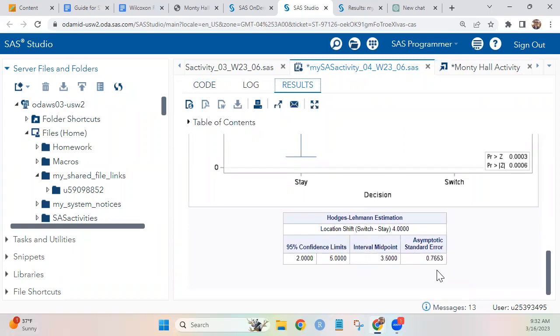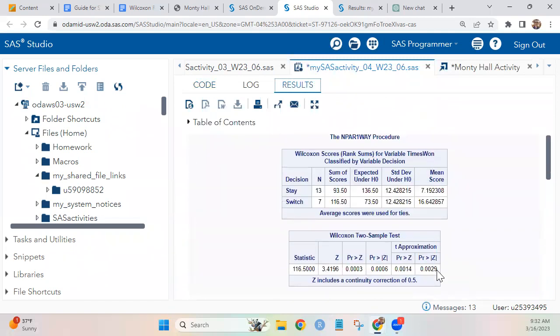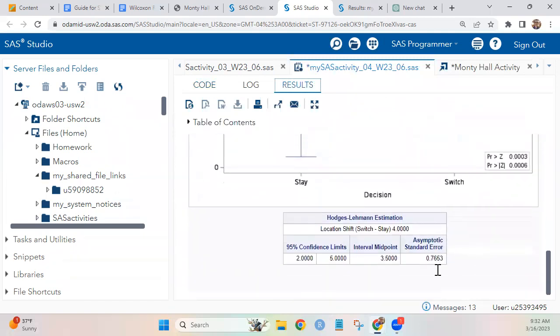Huh. That makes it positive for us. Switch minus stay. Is that the order of the groups? Yeah, they flipped the order of the groups. Interesting. Okay, so apparently the SAS developers with this test decided to make it easier for us and make it positive and tell us the order of the subtraction. So that's kind of nice, I guess. But we have to be careful of it because then it's not the same as the t-test where it'll be negative and the order of the subtraction is different. But here, the confidence interval is 2 to 5, and it says it did switch minus stay.